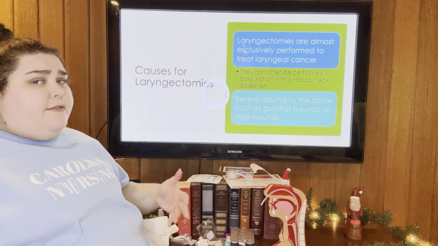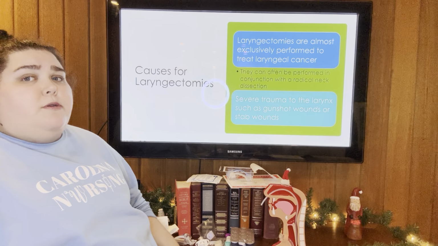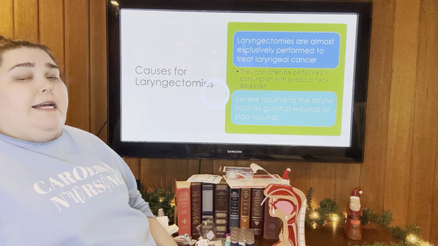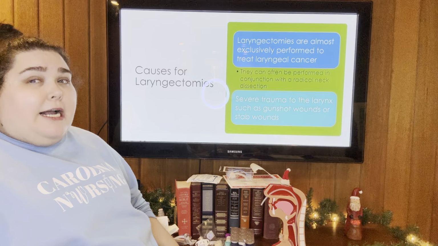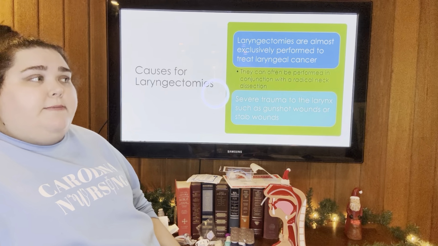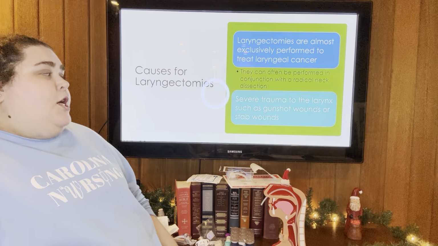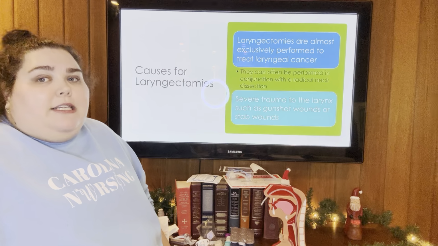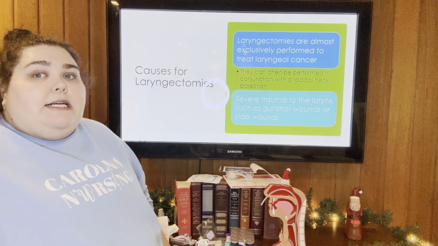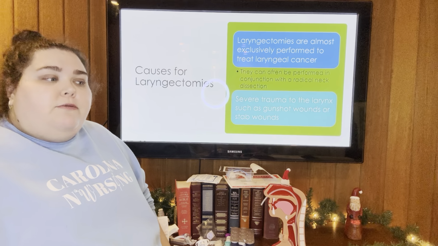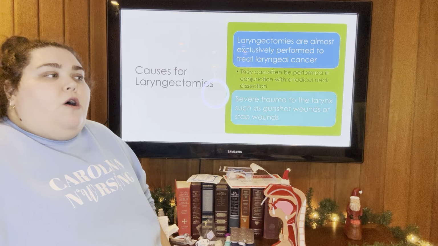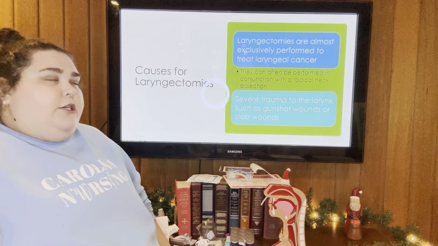So your causes for your laryngectomies, they're almost exclusively going to be because of laryngeal cancer. There occasionally are laryngectomies because of trauma. So rarely you'll have someone who has a gunshot to the larynx or a stab wound to the larynx that they do a laryngectomy for and have a Lary tube as a result, but it is almost exclusively due to laryngeal cancer.